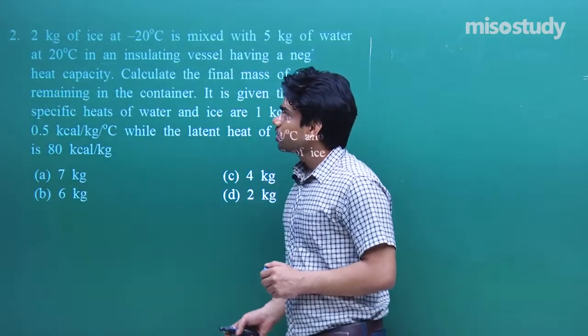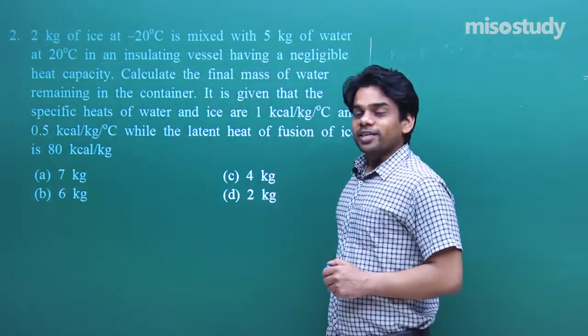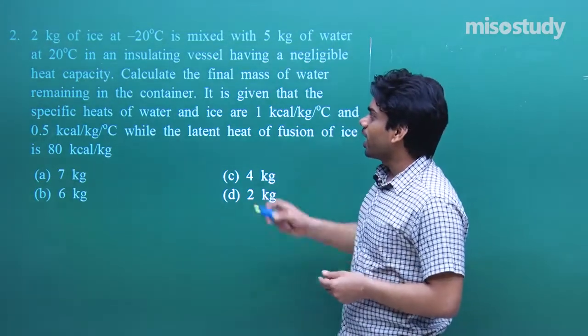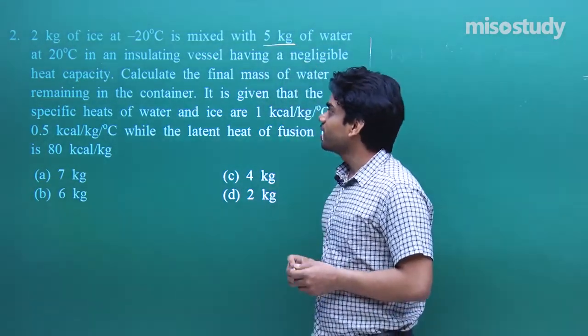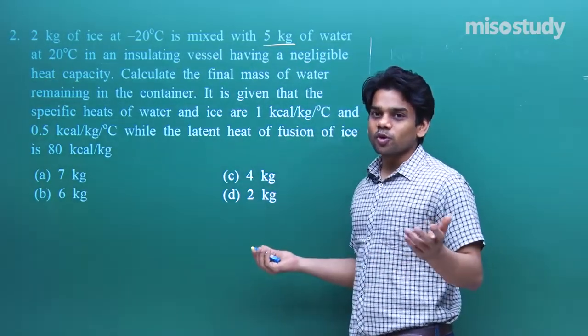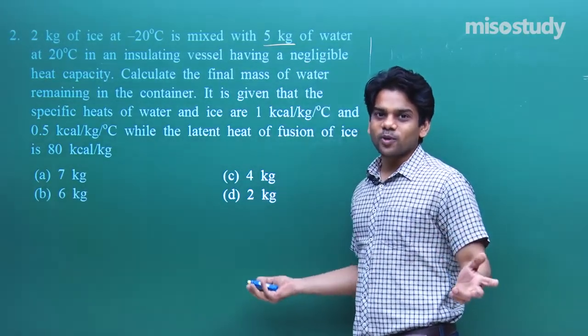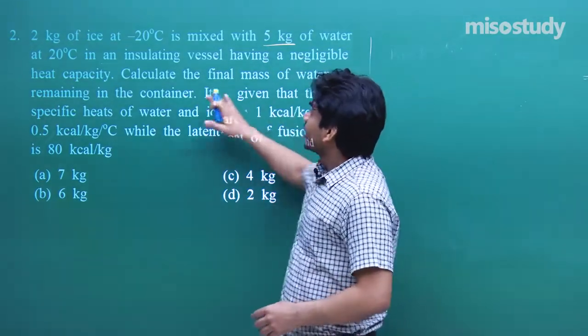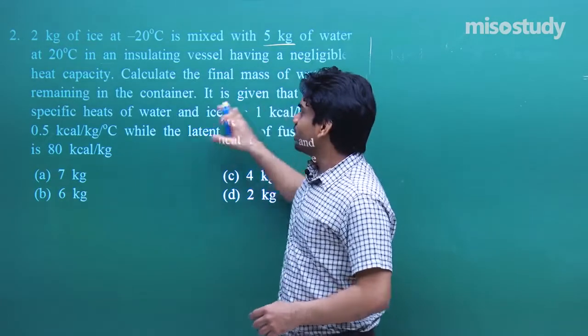Question number 2. 2 kg of ice at minus 20 degrees Celsius is mixed with 5 kg of water at 20 degrees Celsius in an insulating vessel having a negligible heat capacity. So need not worry about the calorimeter, need not worry about the vessel, need not worry about its heat capacity. Calculate the final mass of water remaining in the container.